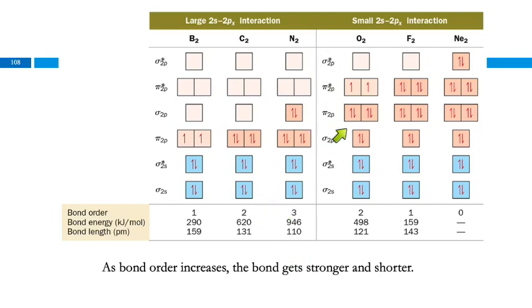The order of those orbitals switches here, and as we move across, O2 has a bond order of 2, F2 has a bond order of 1, Ne2 has a bond order of 0. Which, yeah, we wouldn't think that Ne2 would exist. It's a noble gas. Why would it do that? It wouldn't. Again, now we see the bond order decreasing and the bond length increasing.